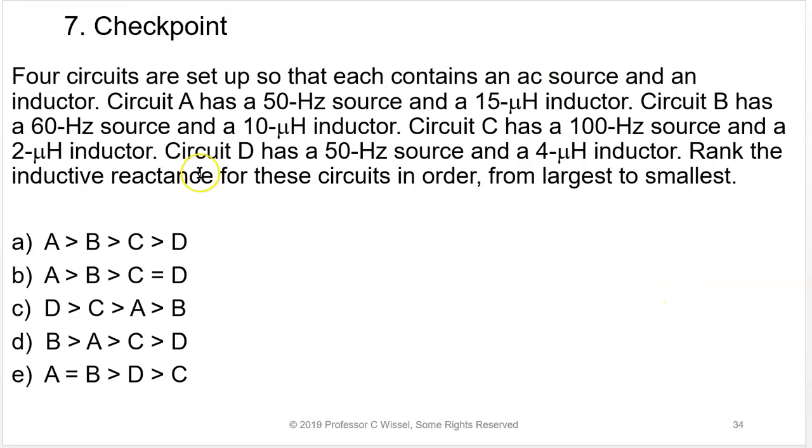Four circuits are set up so that each contains an AC source and an inductor. Circuit A has a 50 hertz source and a 15 millihenry inductor. Circuit B has a 60 hertz source and a 10 millihenry inductor. Circuit C has a 100 hertz source and a 2 millihenry inductor. And circuit D has a 50 hertz source and a 4 millihenry inductor. Rank the inductive reactance for these circuits in order from largest to smallest.